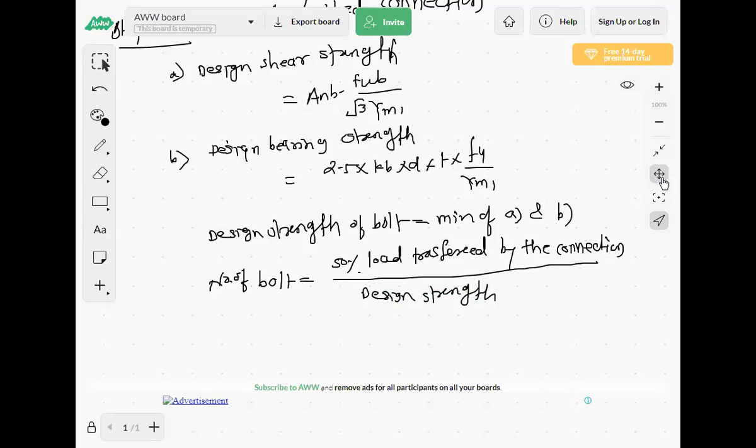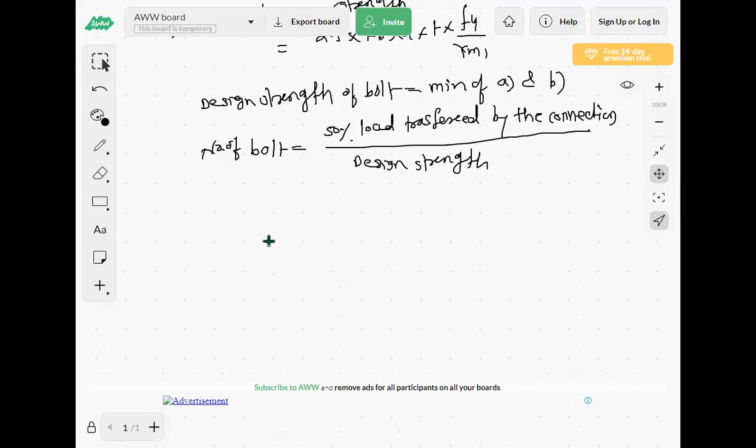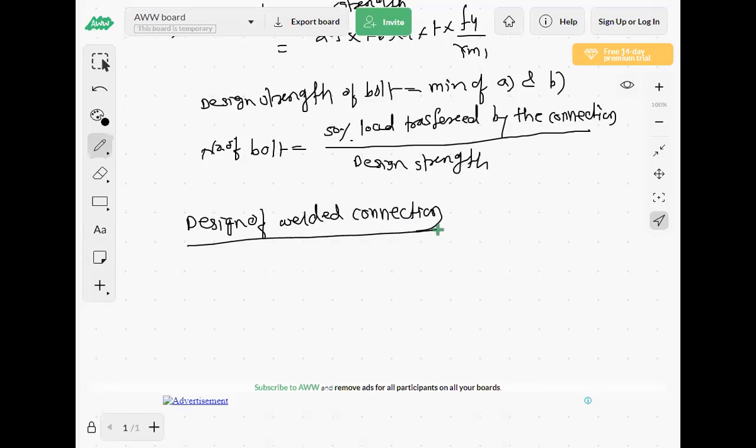Again, if a welded connection is there, if you have to design a welded connection, then in a welded connection we have to calculate first the size of weld. So how to calculate the size of weld?